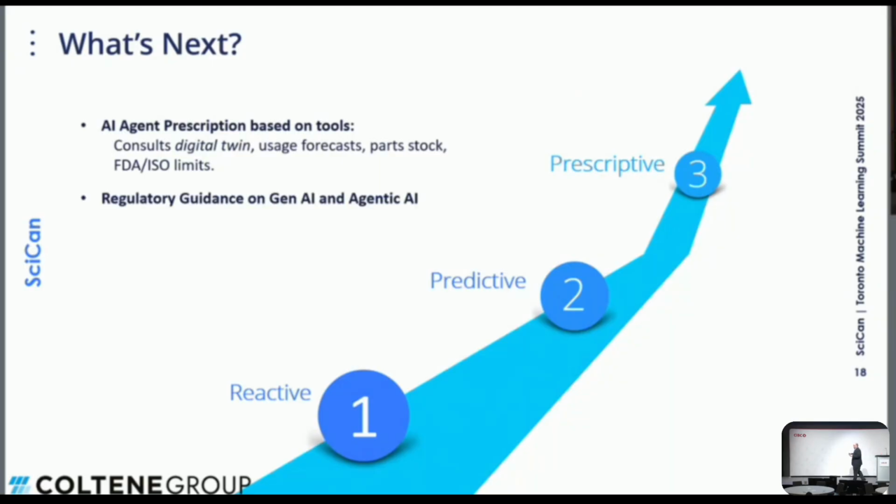But that also needs regulatory guidances. Having Gen AI be transparent so that it would not pose a risk for patient safety and could actually get the compliance with regulators.